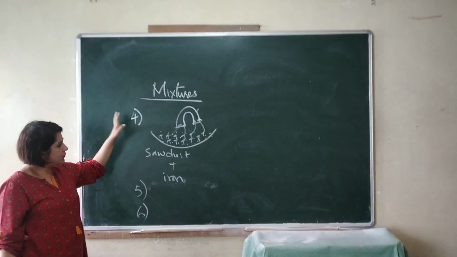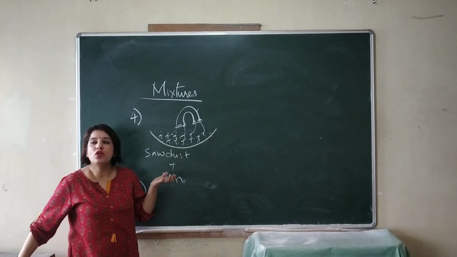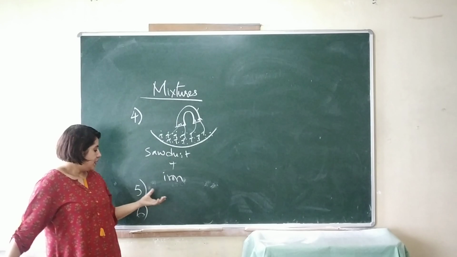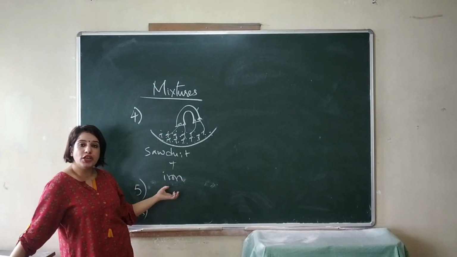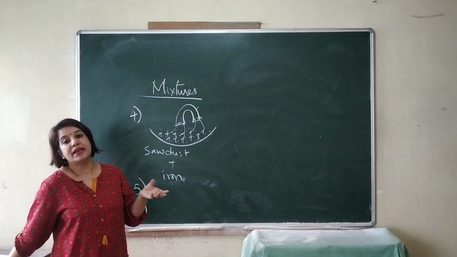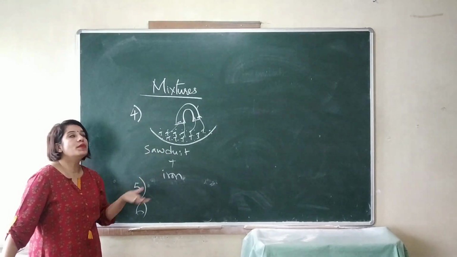Next, in a mixture, the substances do not lose their properties; the properties remain. Then number 5, since it is a physical change, they can be easily separated. And number 6, heat is neither absorbed nor liberated during the formation of a mixture.